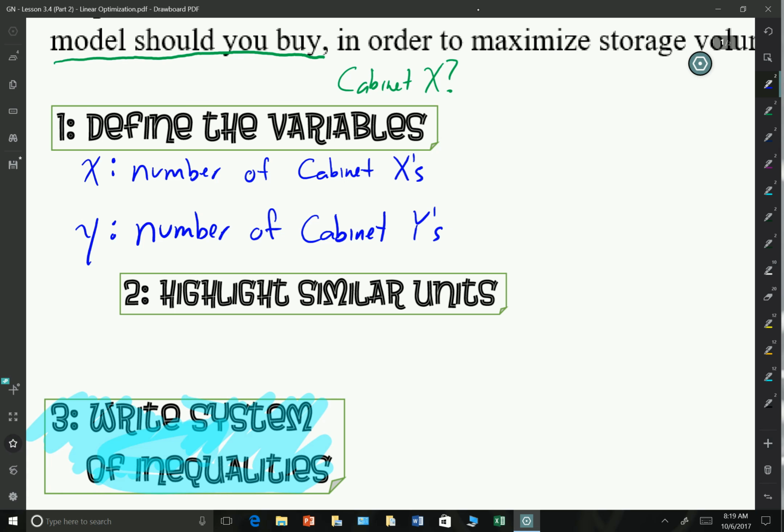You could have been more creative. Last year we had a class that made X the number of cabinet Y's and Y the number of cabinet X's. That was a lot of fun. Oh, because it was fun. So now we know that.